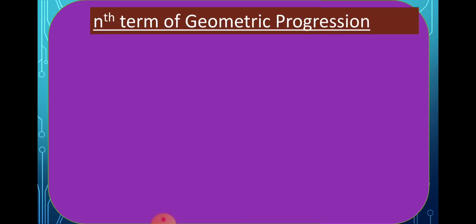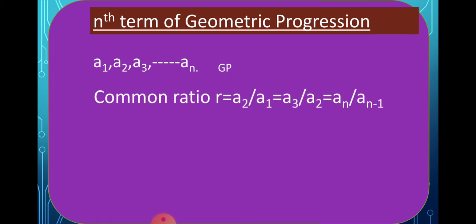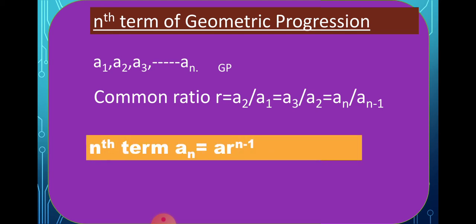Students, let us focus on the nth term of a geometric progression. a1, a2, a3 and so on, an is a geometric progression. In this, the common ratio r equals a2 by a1 equals a3 by a2 equals an by a(n minus 1). The nth term an equals a into r power (n minus 1). Here a is the first term.